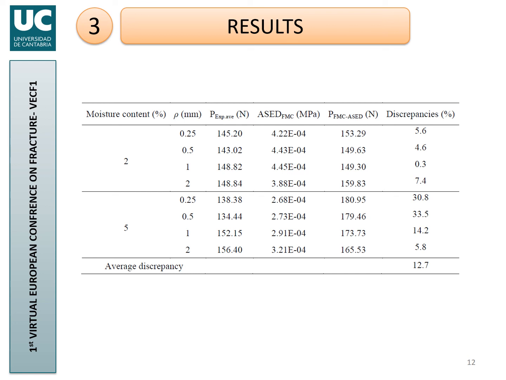For the 2% moisture content, the predictions are really good, and for the 5% moisture content, the predictions are reasonable, but not so good in a couple of cases. I mean, these values are reasonable when we are talking about fracture, but a discrepancy of 30% is not so good a result. In any case, the average discrepancy is around 12-13%, which is quite a decent result.